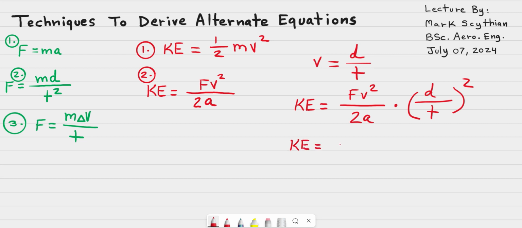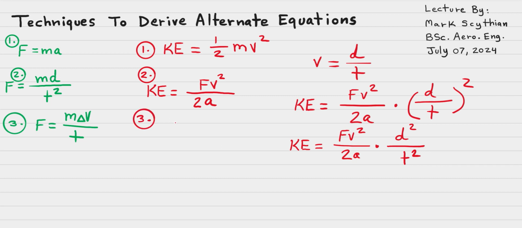Kinetic energy is also equal to force times velocity squared over 2A times distance squared divided into time squared. So this then simplifies to kinetic energy is equal to force times velocity squared d squared over 2 times acceleration t squared.